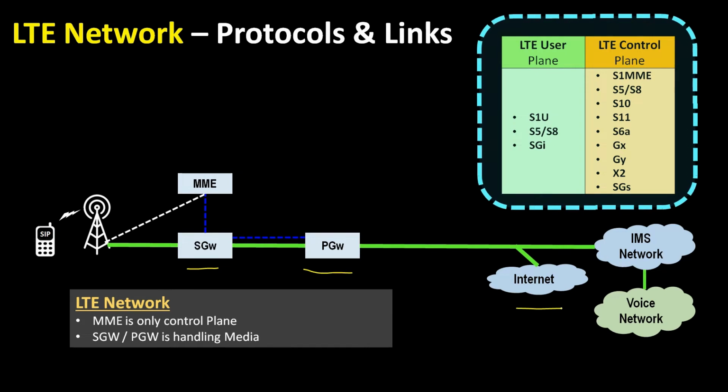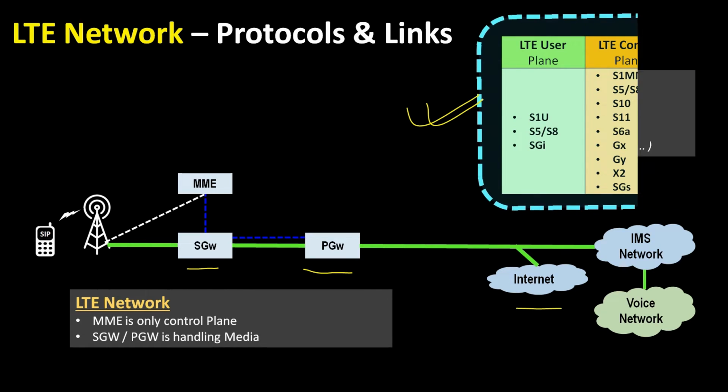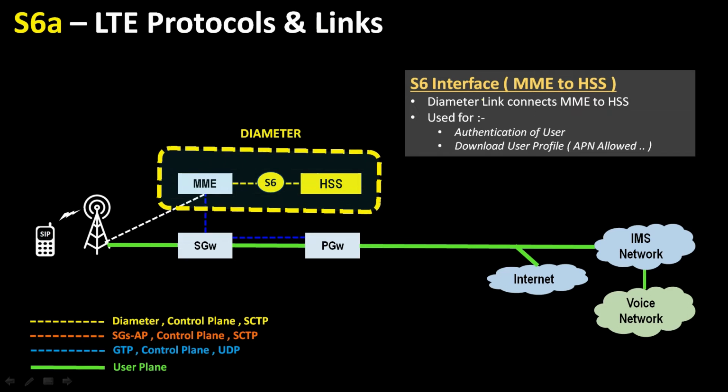The key interfaces of the LTE control plane include S1-MME, S5, S8, S10, S11, S6a, Gx, Gy, X2, SGs. Similarly, for the user plane, we can see the links as S1-U, S5, S8 and SGi links. I'm going to quickly wrap up the LTE links so that we can spend much more time on the VoLTE IMS links and the interfaces.